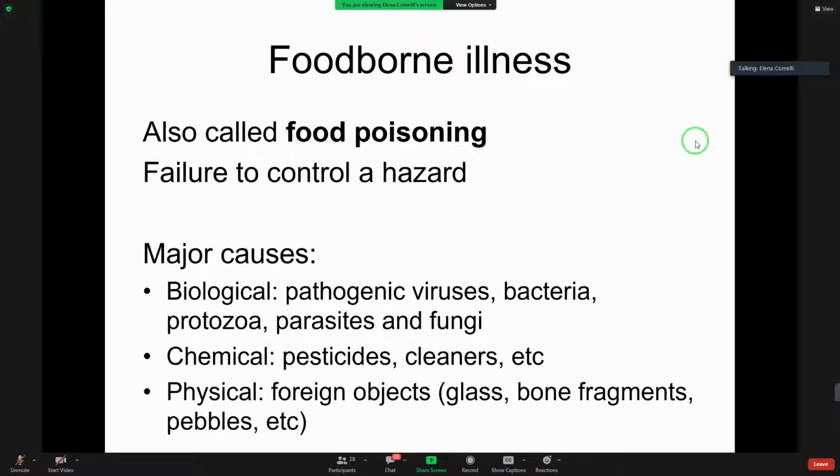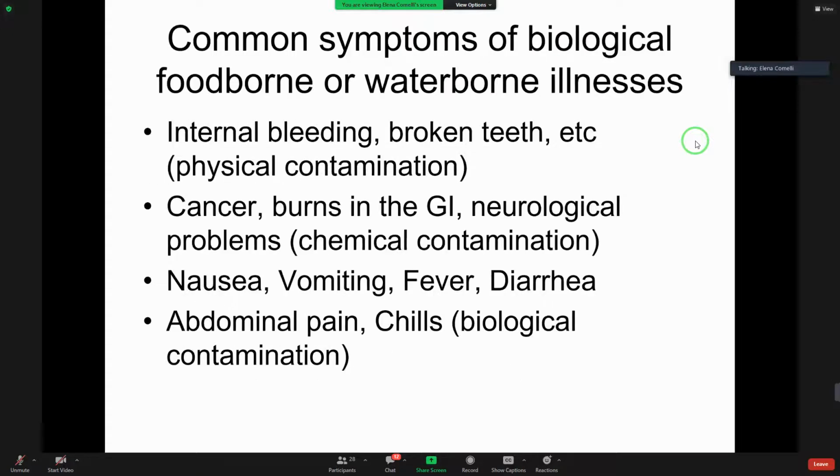For the biological causes, which are the topic of this part of the lecture today, this may include pathogenic viruses, bacteria, protozoa, parasites, and fungi, which contaminate the food or water that we may eat or drink. But there could be foodborne illnesses caused by different types of hazard, like chemicals, pesticides, cleaners, and residues that are found in the food as a result of the production process, as well as physical hazards like foreign objects such as glass, bone fragments, and pebbles that can find their way into the finally packaged food.